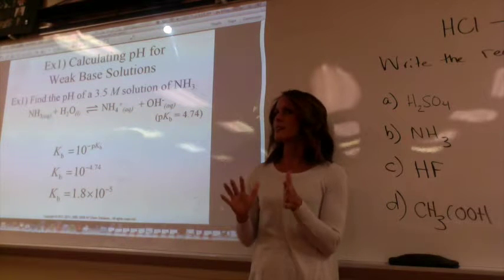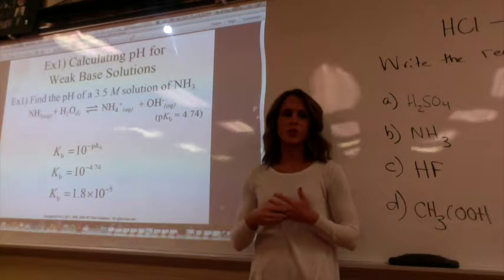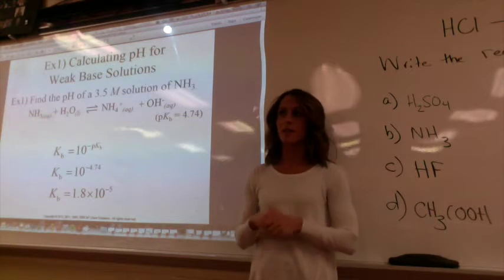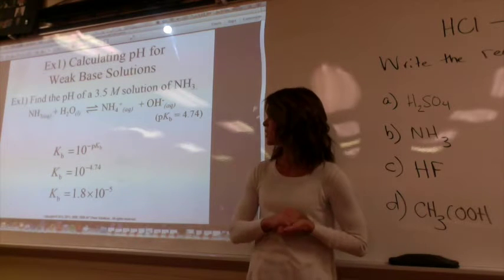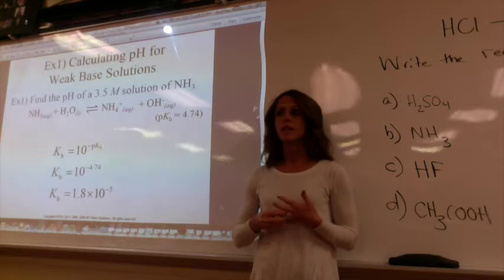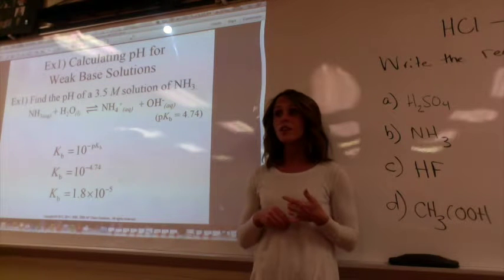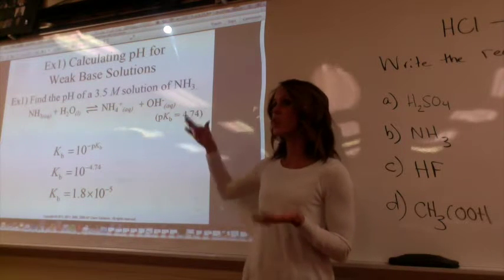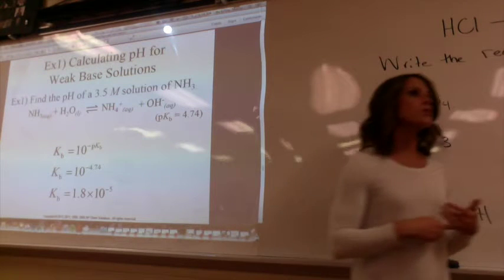So just recognize, I don't remember if I do that on your quiz tomorrow, but the AP exam is notorious for giving you weird little setups like that and making sure you know what you need to do. All right, so we solved for KB. Now we're gonna do what? KB equals? Any K equals? Products over reactants. And since you already have the reaction, you write that out. And you're going to write your ICE chart.